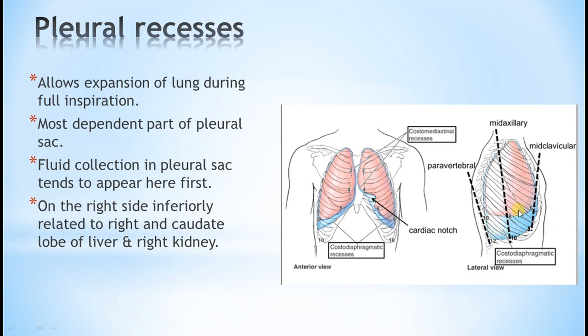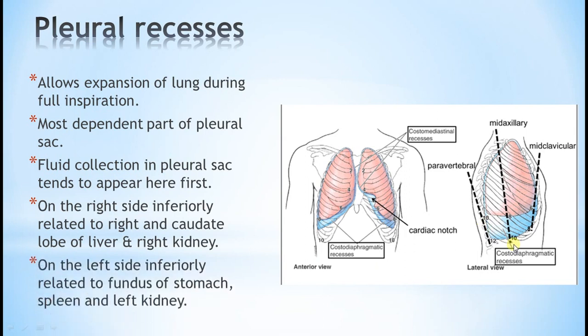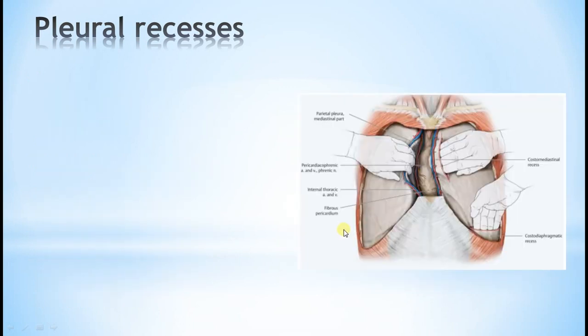Now this recess inferiorly on the right side will be related to the liver, especially the caudate lobe of liver, and the right kidney. On the left side it is related to the fundus of stomach, the spleen and the left kidney. So on this side it is the fundus of stomach, kidney and the spleen more laterally, and on this side the liver and the right kidney.